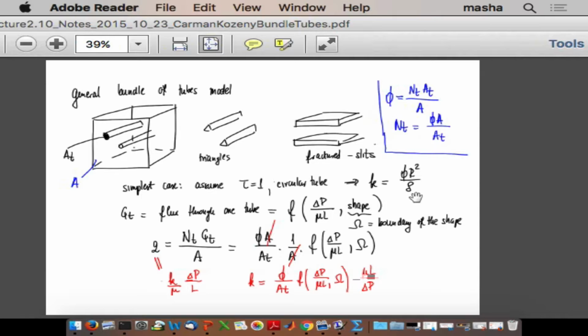But even in this model, we could have assumed that tau is not 1. The general bundle of tubes model has it. Now, if you actually don't assume that it's 1, you're going to Cozzeni model. If you remember, there was a K0 that basically is adjusting for the shape of the cross section. So you can go there.